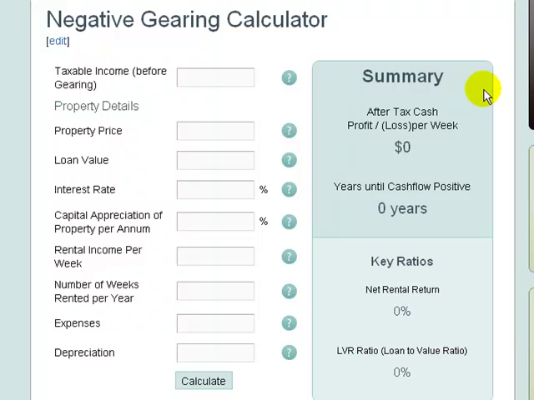The first variable is your taxable income now, before the effect of gearing. Now let us assume in this instance that we've got an average income of about $75,000. Next, the property price. How much are you going to pay? If you already own a property, put in the current value, but I'm going to assume a property price on, say, an apartment at $390,000.